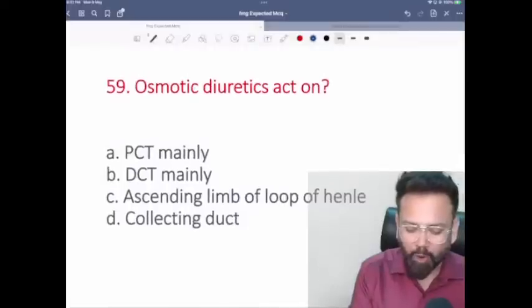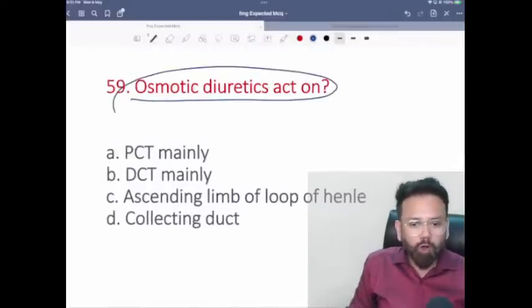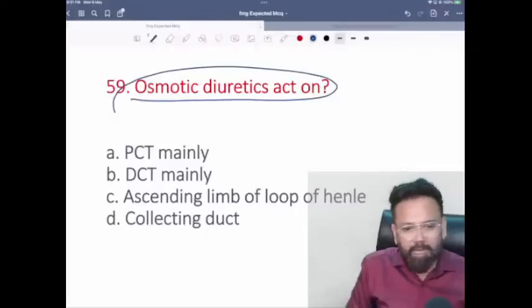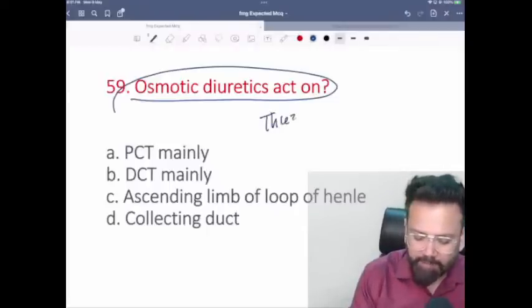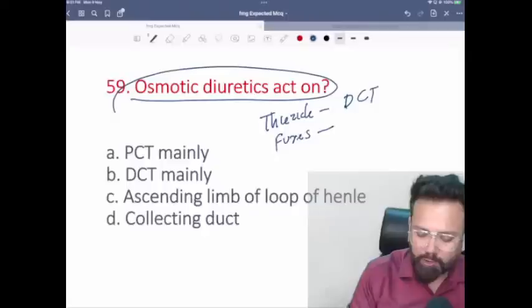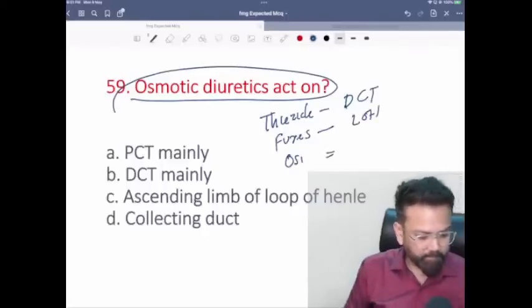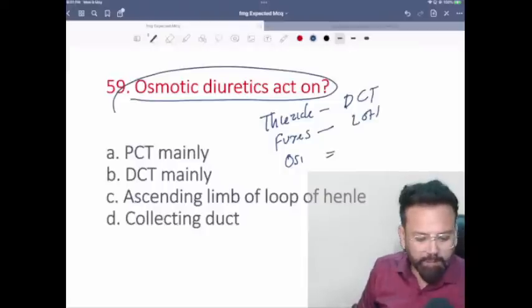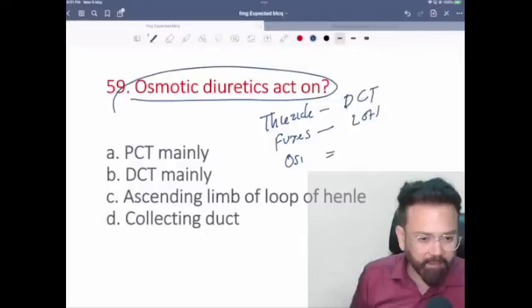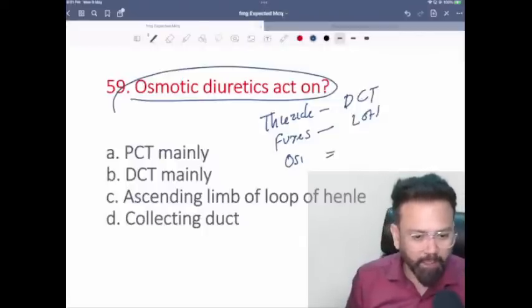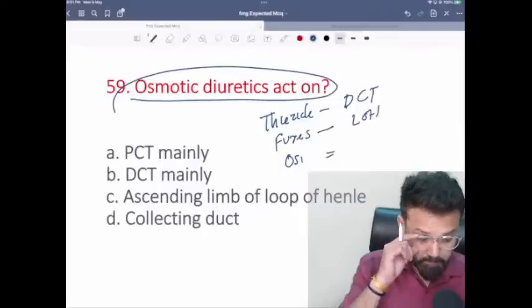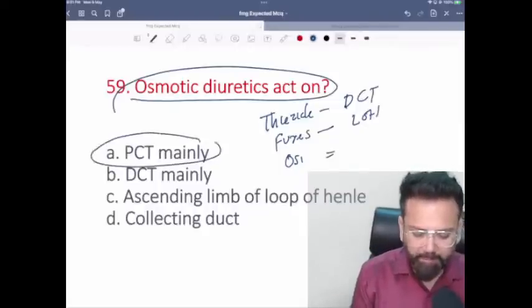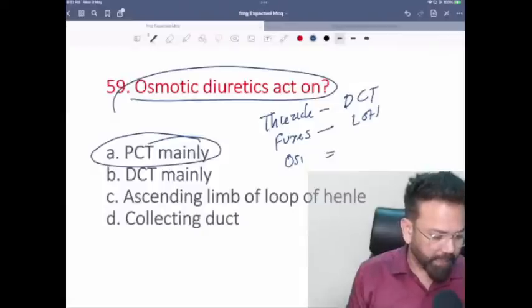Osmotic diuretic act upon, like mannitol. Osmotic diuretic acting on which? Thiazide, you know, thiazide act where? Thiazide act on DCT. Okay. Loop diuretic, you know, furosemide and all. Furosemide act on loop of Henle. And what about osmotic diuretic? Osmotic diuretic act on PCT, DCT, ascending limb of loop of Henle or collecting duct. Yes, very good. Answer is PCT mainly. Okay. Diuretics are very important topic.